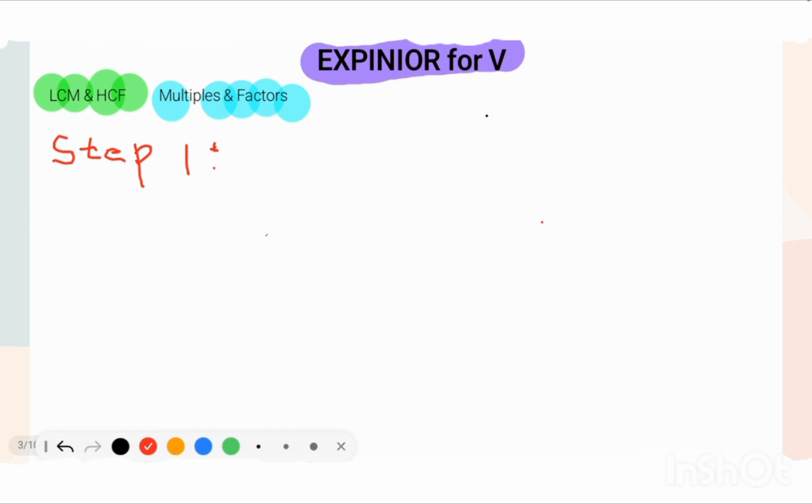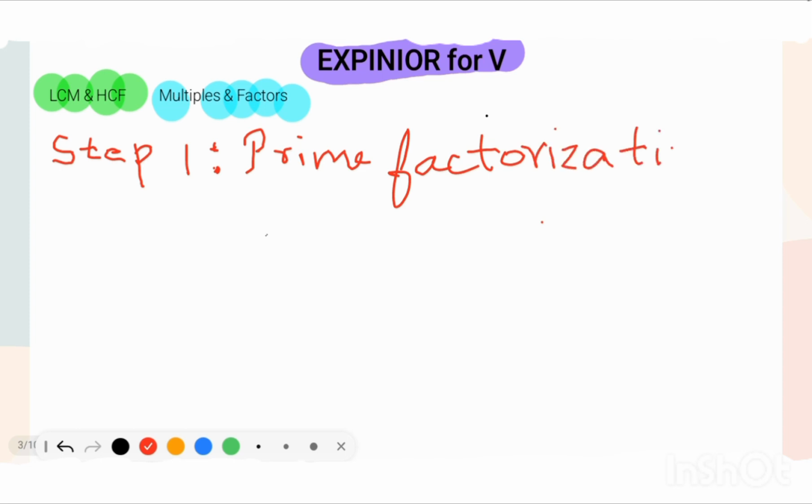So here I will tell you something. Here they will give 2 numbers and ask you to find the LCM or HCF of those 2 numbers. It can be more than 2 also. So here step 1 will be doing prime factorization. Okay, this will be step 1.